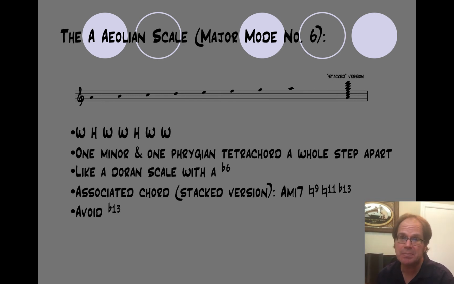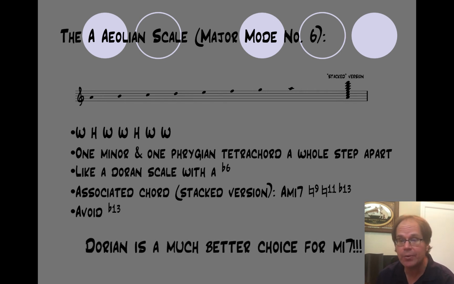melodically this scale is totally fine as long as we're not sitting on that flat 13, right? So for that reason we tend to gravitate towards Dorian when we encounter a minor 7th chord. Don't totally discount the scale. It's just we're not going to use this.